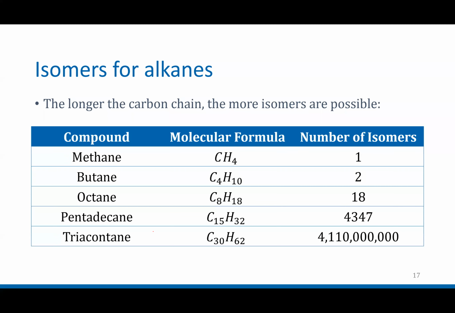Now, when you get past propane and you get into something like butane, you can have two possible isomers. You get up to 8 carbons, you can have 18 isomers. 15 carbons, 4,347 isomers. So with 15 carbons, you can have over 4,000 combinations. It's incredible. And then when we get something even crazier, like 30 hydrocarbons, you can have, what is that, 4 billion combinations, 4 billion different ways to connect 30 hydrocarbons. Pretty cool.